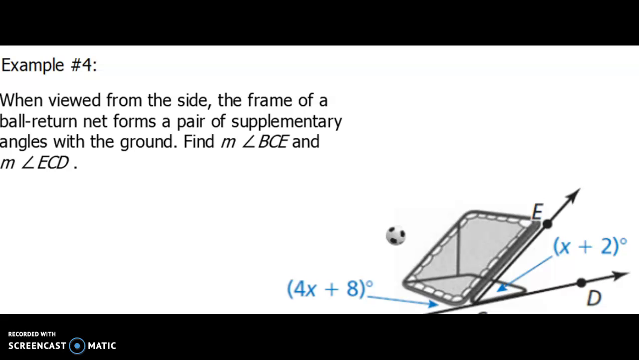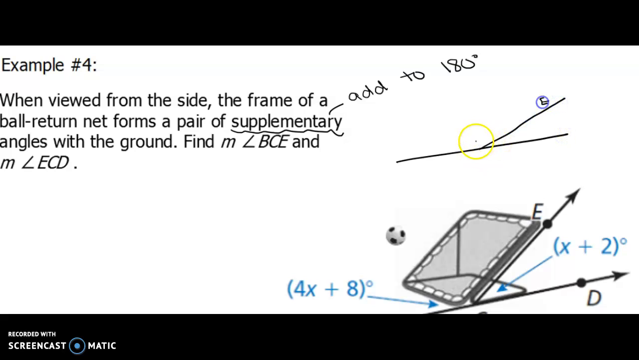Let's look at example 4 now. Another word problem. Don't shy away from word problems. It says, when viewed from the side, the frame of a ball return net forms a pair of supplementary angles with the ground. Okay, so if we go into this word problem and we pick out our vocabulary words, it's supplementary. So ask yourself, what does supplementary mean? Supplementary means it adds to 180 degrees. Okay, now I'm very, very scatterbrained, guys. So when I look at this, I see a disaster happening because there's a whole lot going on that really doesn't have anything to do with the problem. So I'm just going to redraw this figure without all the added stuff.